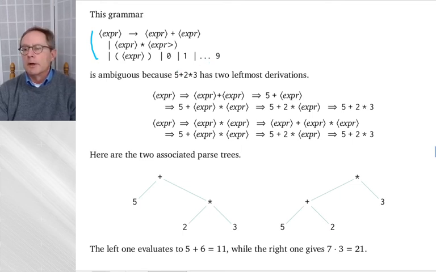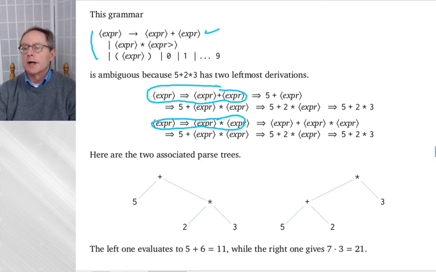I'm going to worry about here the string 5 followed by a plus sign followed by 2 followed by an asterisk followed by a 3. And I have two different derivations, and really the first step is the only interesting one here. One of the things I'm allowed to do is replace expression with expression plus expression. Check mark, I did that. Another thing I'm allowed to do is replace expression with expression star expression. Check mark, I did that example. Oh, I have an extra diamond bracket up there. Sorry about that. I'll have to fix that.